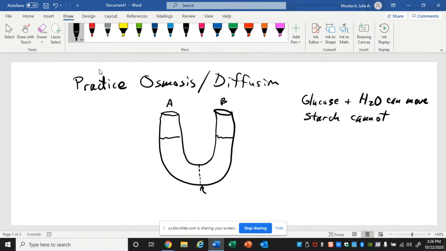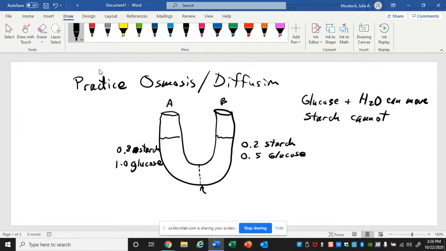Let's say we've got over here 0.8 molar starch and 1.0 molar glucose. Over here, 0.2 starch and 0.5 glucose. All right. So first, tell me what things are going to move.